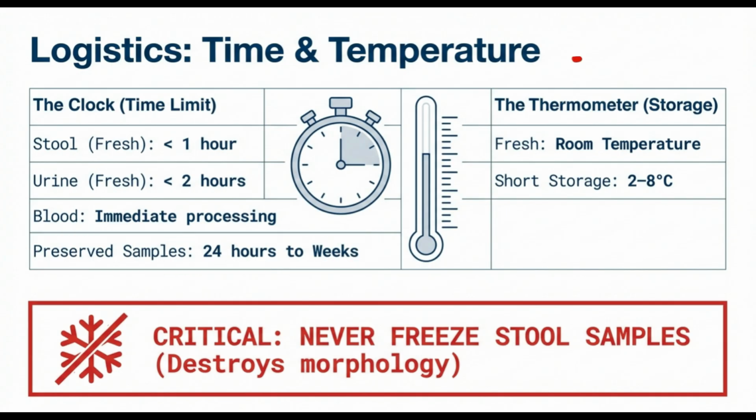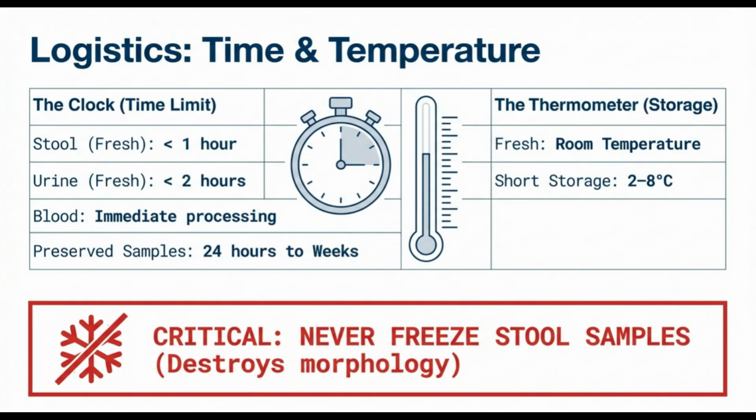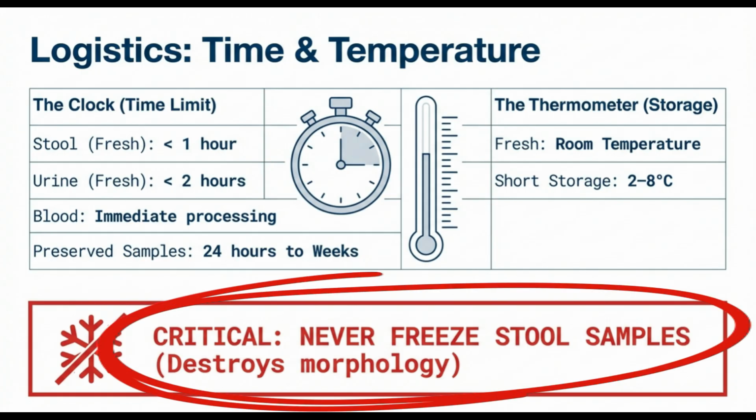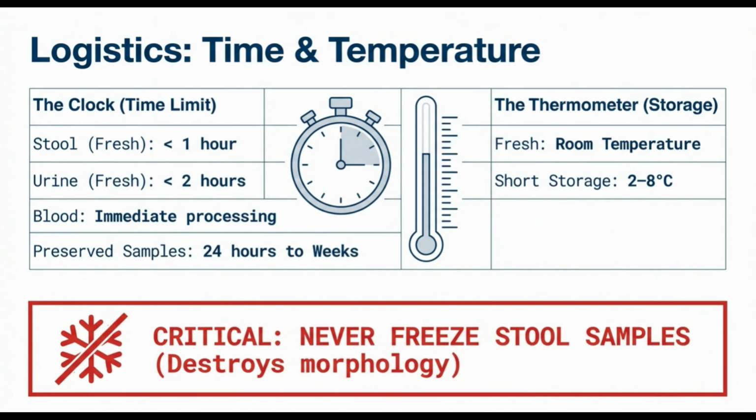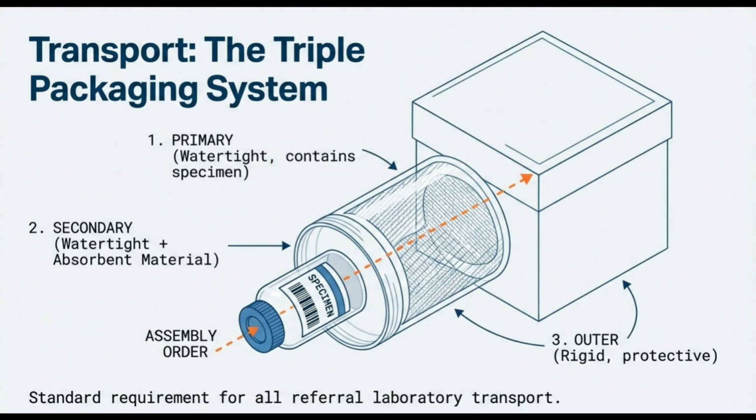Now for the thermometer. Fresh samples should be kept at room temperature. If you need short-term storage, refrigeration at 2 to 8 degrees Celsius is okay. But, and this is the most important point, highlighted in red, you must never, ever freeze stool samples. Freezing creates ice crystals that will literally rupture and destroy the morphology of any parasites in there, making them totally unidentifiable. Okay, so what if a sample needs to be sent to another lab?